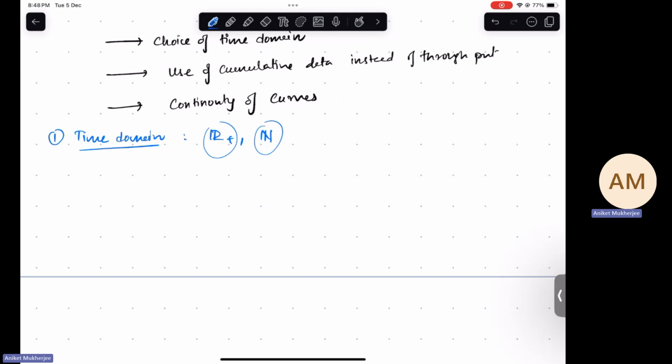So you can work with discrete time or R plus, it's fine. It will be much more convenient to work with R plus in network calculus, but sometimes you can work with N plus. That is also fine. That is not an issue. But these two are the main choices of your time domain. You can be in discrete time by choosing N, or in the continuous domain choosing R plus. Right.